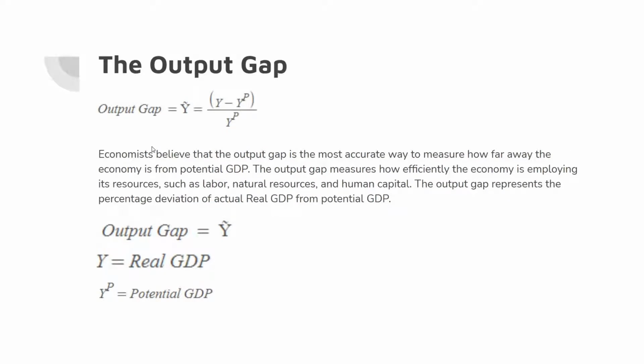Now let's talk about the output gap. So the output gap, Y approximate, is equal to Y minus YP over YP. So we can see that that just means that the output gap is equal to real GDP minus potential GDP, all divided by potential GDP. So economists believe that the output gap is the most accurate way to measure how far away the economy is from its potential GDP. The output gap measures how efficiently the economy is employing its resources, such as labor, natural resources, and human capital. The output gap represents the percentage deviation of actual real GDP from potential GDP.